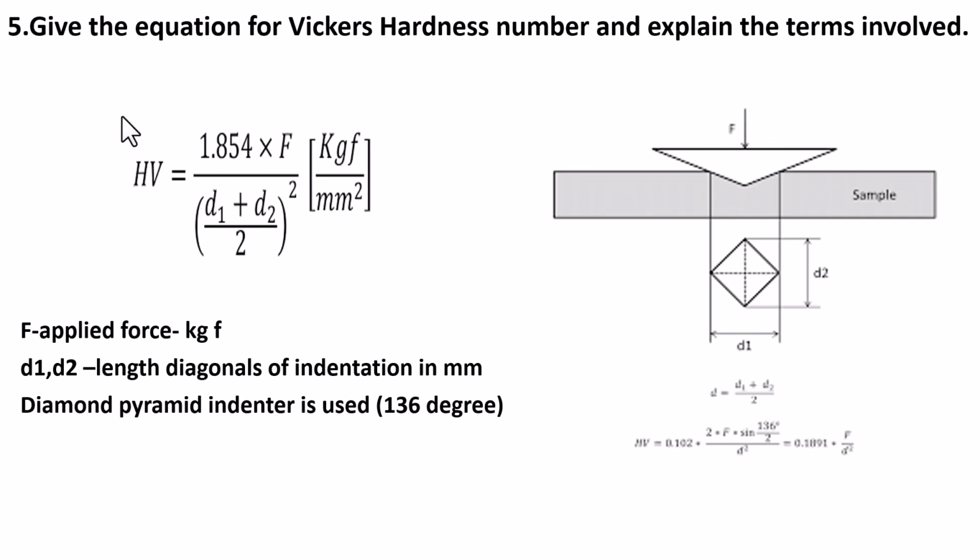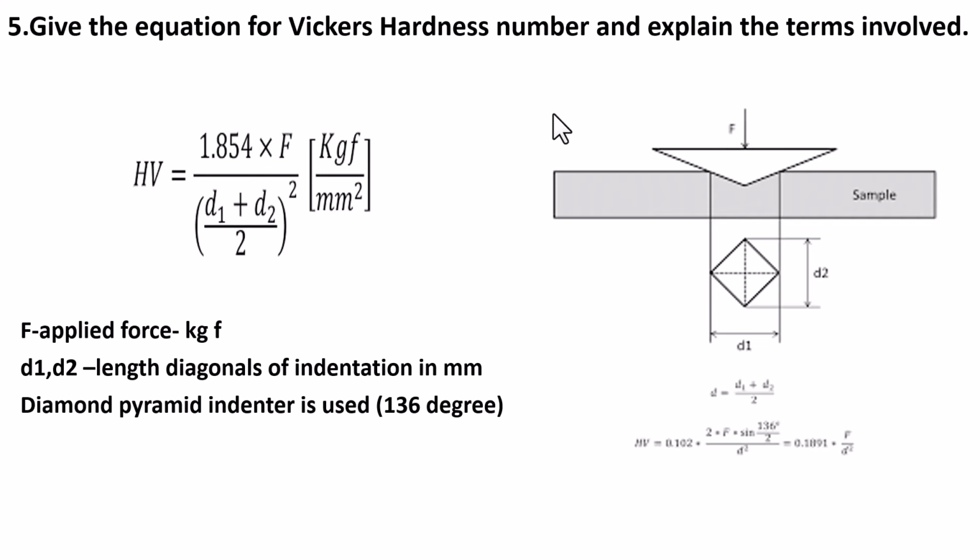Fifth question: give the equation for Vickers hardness number and explain the terms involved. Vickers hardness number HV is equal to 1.854 times F divided by ((D1 plus D2) by 2) whole squared. Here, the force F is in kilogram force.